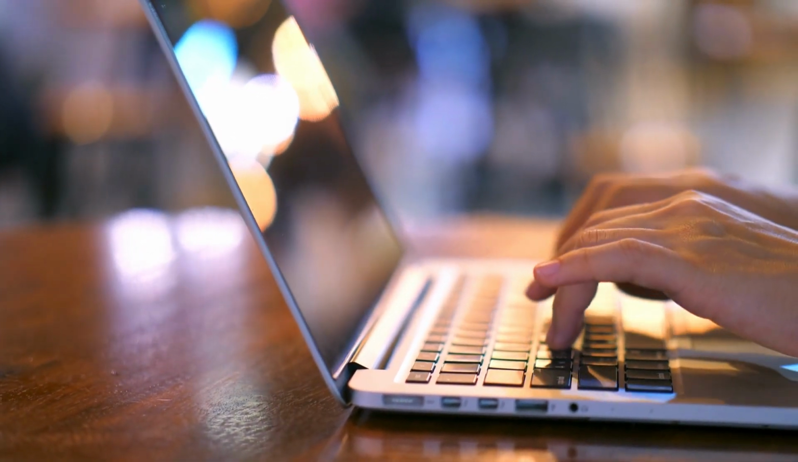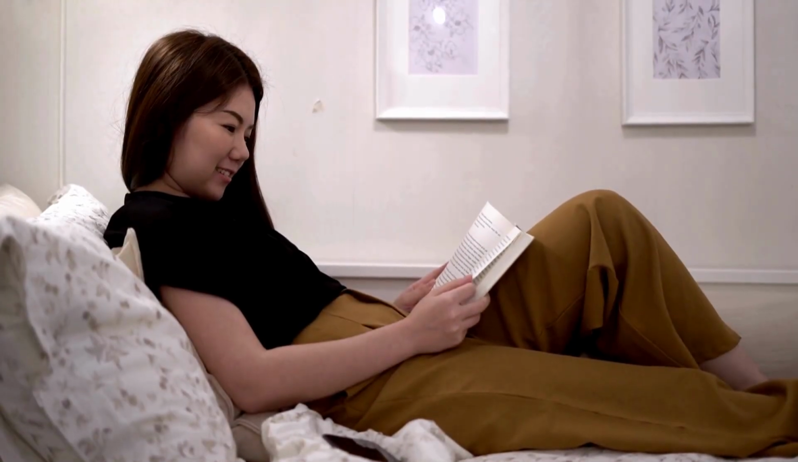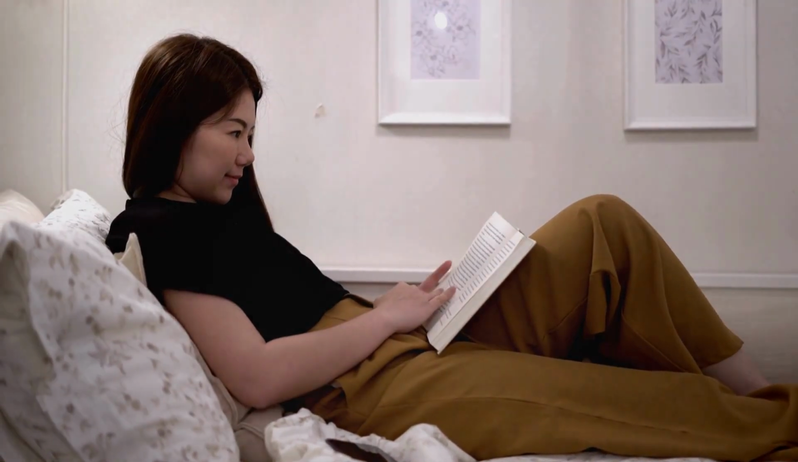Let's start with actions happening right now. When you want to describe something that's occurring at this very moment, the present continuous tense is your go-to. Example, she is reading a book right now.